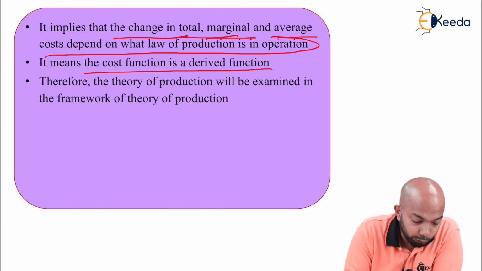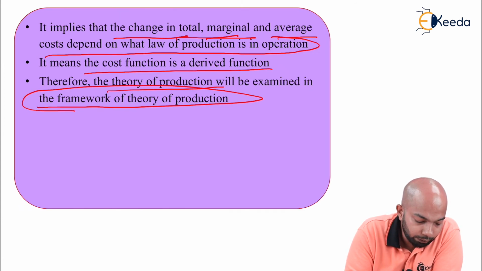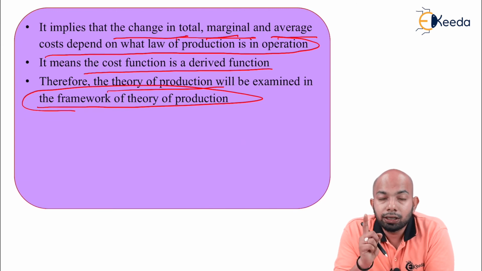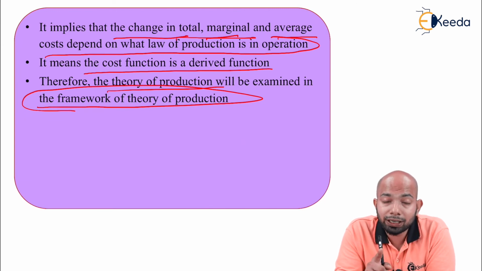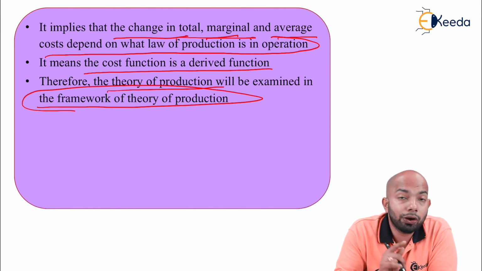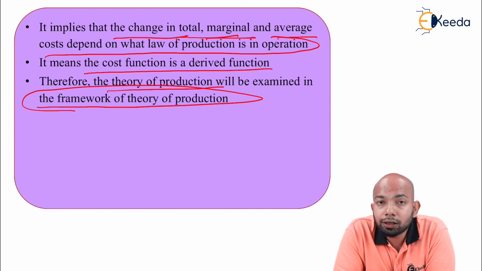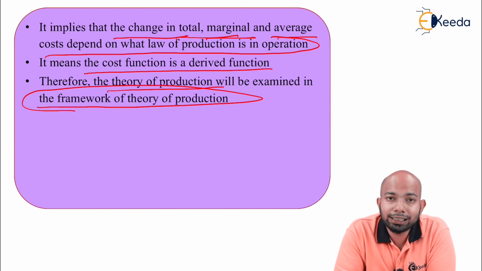Hence, the theory of cost will be examined within the framework of the theory of production. Theory of production will be the determinant factor for theory of cost. So if you have to determine how the theory of cost has been derived, you need to understand how production is being done here. Is the production efficient enough to minimize the cost? Only then it will help you in reducing the cost of the product and making a higher profit margin.